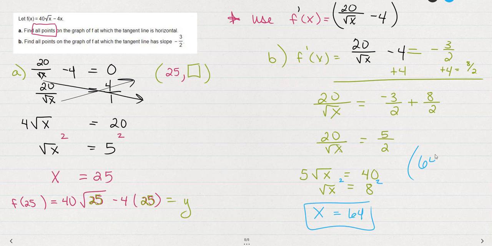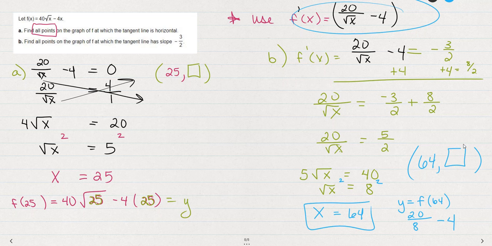So I can write the point as 64. Oh, I still need another point, right? So don't quit once you do this hard part. This is the mistake that some students will make, is they just stop too early, or they assume that what they're doing is incorrect and don't finish. But this is the easy part. y is f of 64. So replace the x with 64, and we'd have 20 over the square root of 64 minus 4, and that's going to give us our y point.